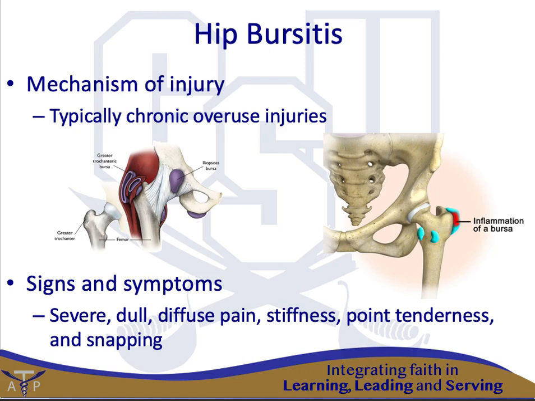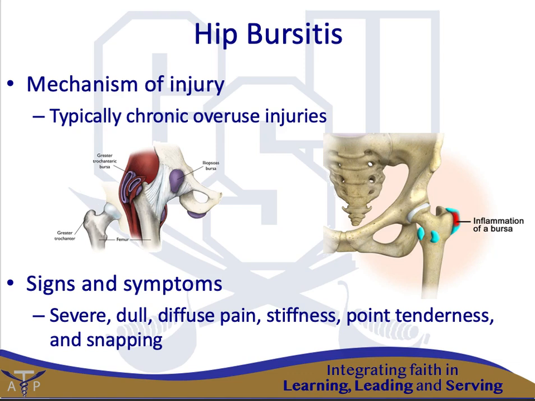So when we look at the three different types of bursae in the hip, trochanteric bursitis can occur if an athlete has a tight iliotibial band that continues to rub against the bursa. Iliopsoas bursitis occurs from repetitive hip flexion, so running typically. And then ischial bursitis can occur with prolonged sitting or moving the hip from flexion to extension repeatedly, such as riding a bicycle over and over again.